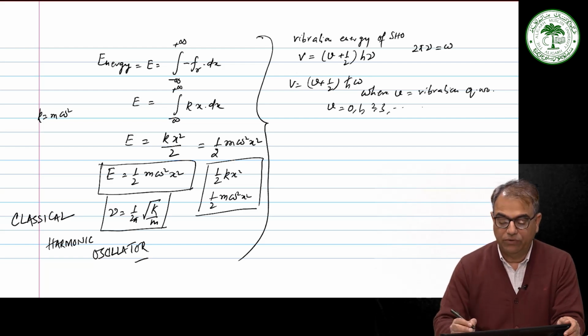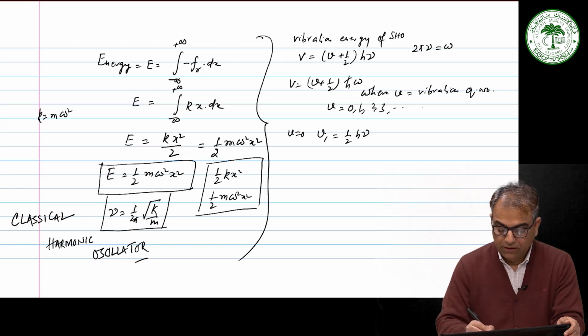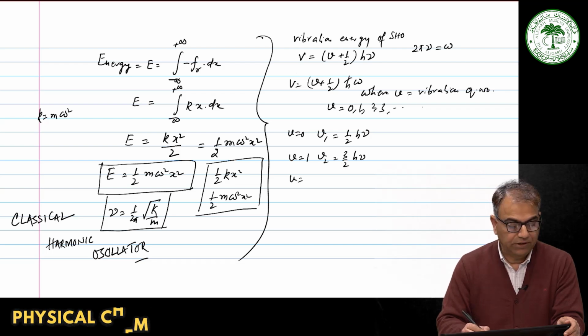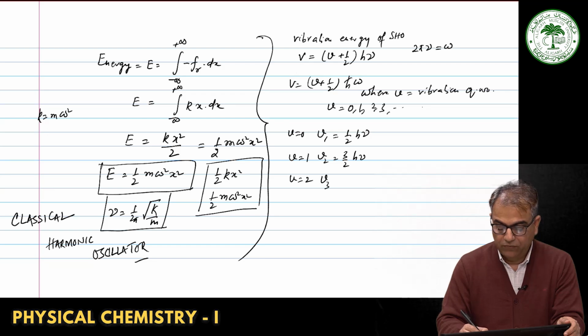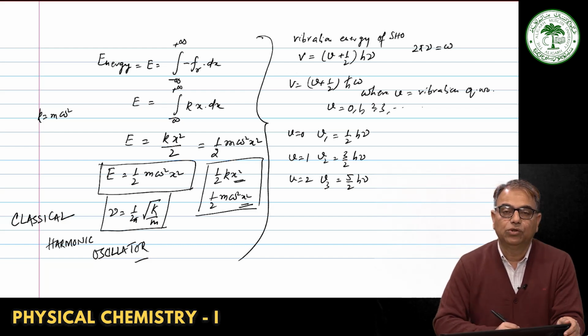If you look at these two equations and put V equal to 0, the energy becomes half h nu. When you put V equal to 1, it becomes 3 by 2 h nu. If you put V equal to 2, it becomes 5 by 2 h nu. But if you look at the classical equation, x is the displacement. If you make the displacement x 0, then the energy is 0.